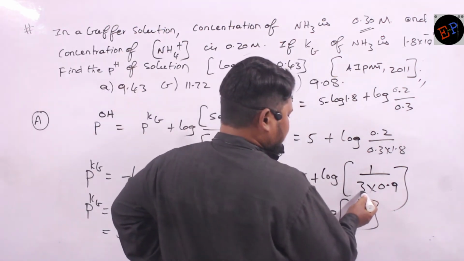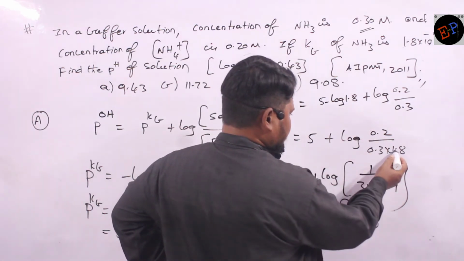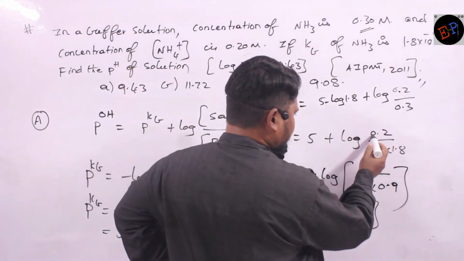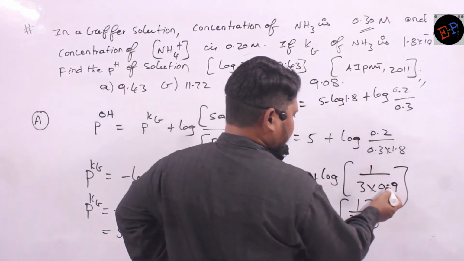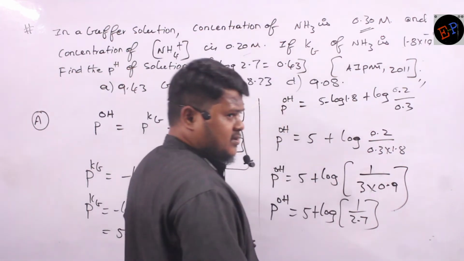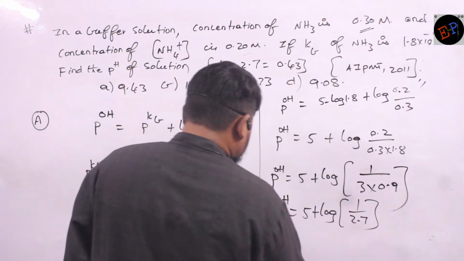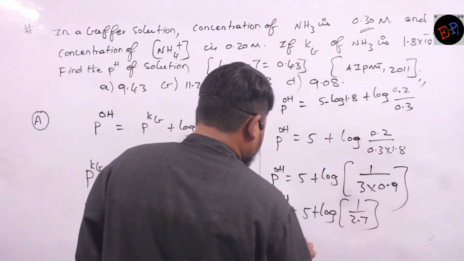But here we have written 3 now. 0.2 into 9 is 1.8. Here I have 3 now, but previously we had 0.3. So 3 into 0.9, I can write like this. So pOH is how much?